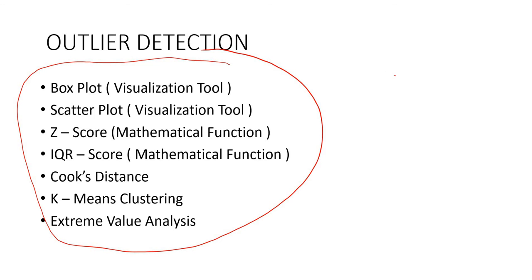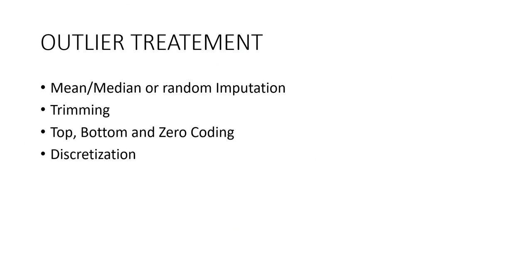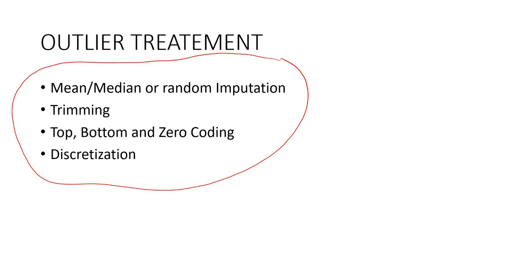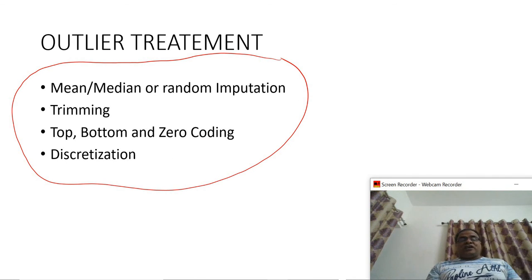Now, for outlier treatment, we have these methods: mean, median, or random imputation, trimming, top, bottom, and zero coding, and discretization. These are all the steps we follow for outlier treatment. In this video, I am just telling these methods. In the next video, we are going to discuss in detail how we perform outlier detection and outlier treatment.